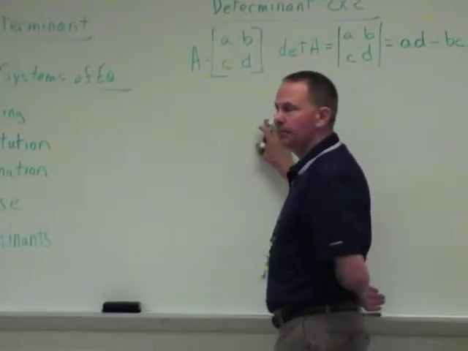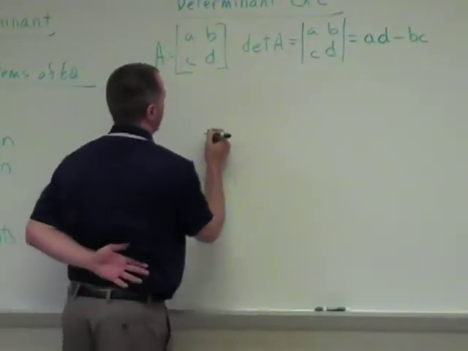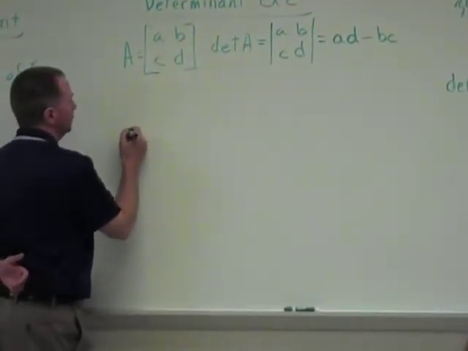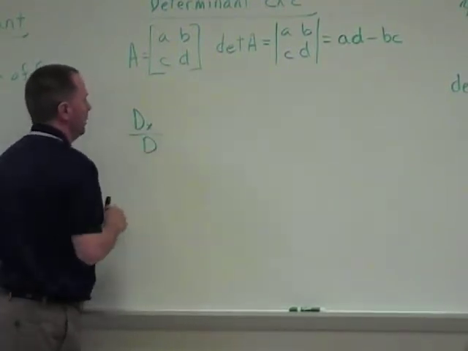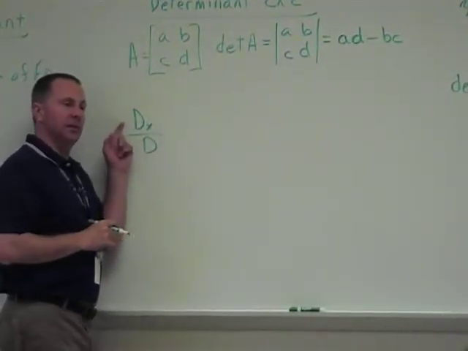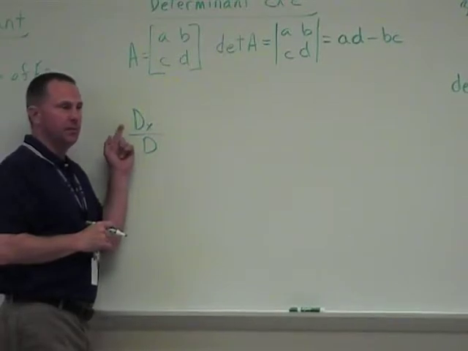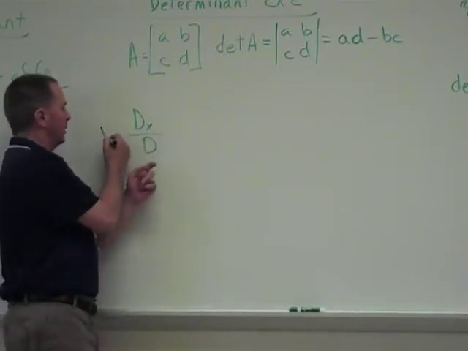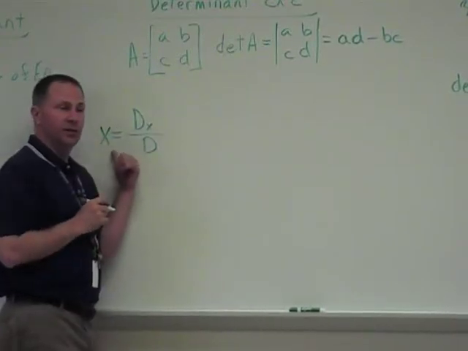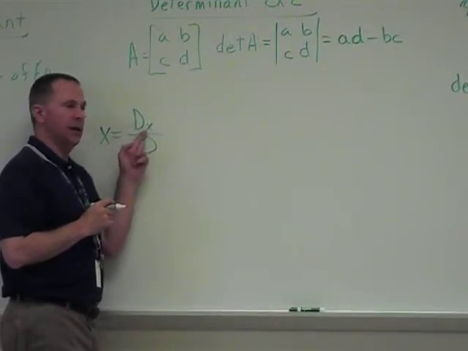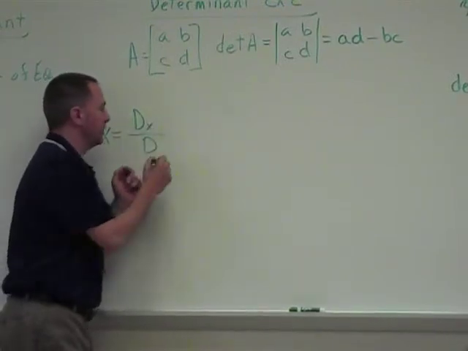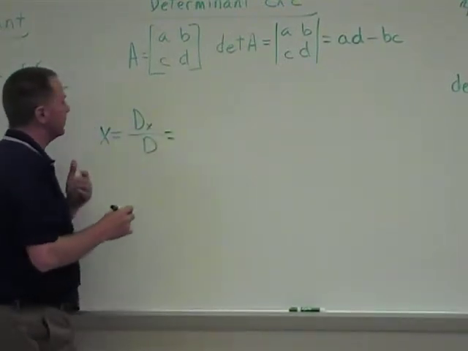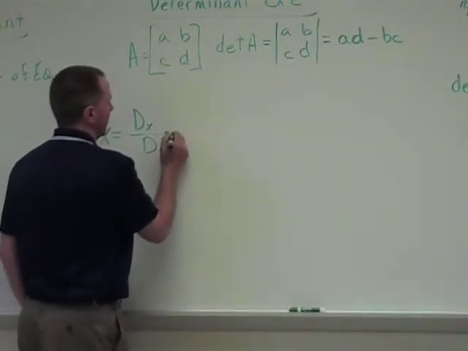we'll write this over here. D stands for determinant. To find the value of x, you find the determinant of your x values over the main determinant. In this case, it's going to be -6 over here.